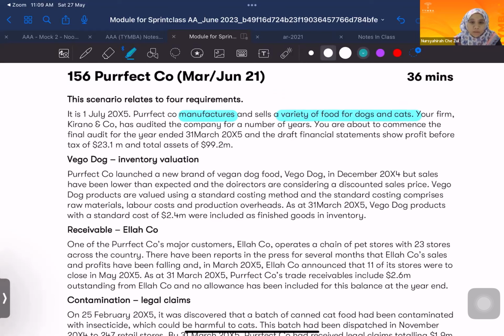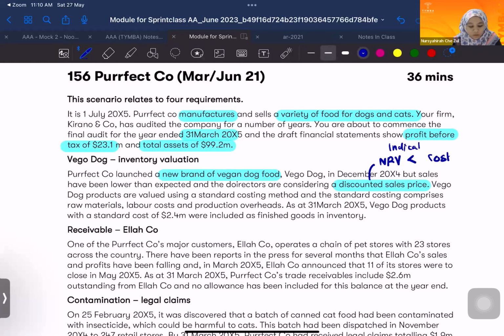Your firm audited the company for a number of years, and you are about to commence the final audit for the year ended 31st March. The draft financial statements show PBT of this much and total asset of this much. Now Vegodoc, who launched a new brand of Vegodoc food in December, but sales have been lower than expected, and the directors are considering a discounted sales price. Discounted sales price is actually indication that NRV could be lower than its cost.